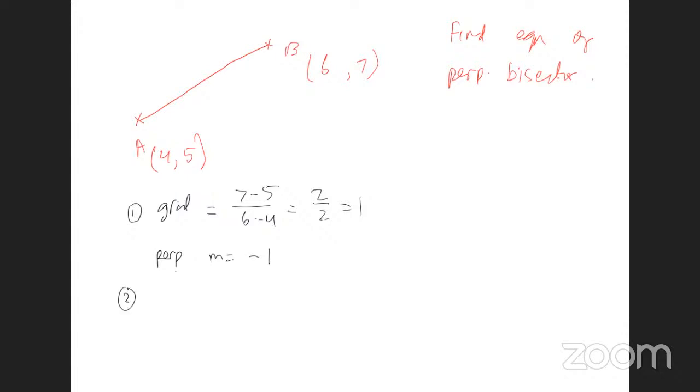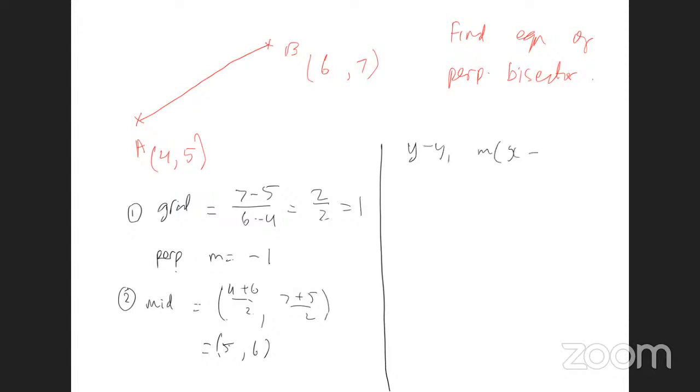Second thing, find the midpoint. The midpoint is, do the x first, right? 4 plus 6 on 2, 7 plus 5 on 2. So that's 5, 6. That's (5, 6). So now we're going to use y minus y1 is m by x minus x1. So that's y minus 6 is equal to -1 by x minus 5.